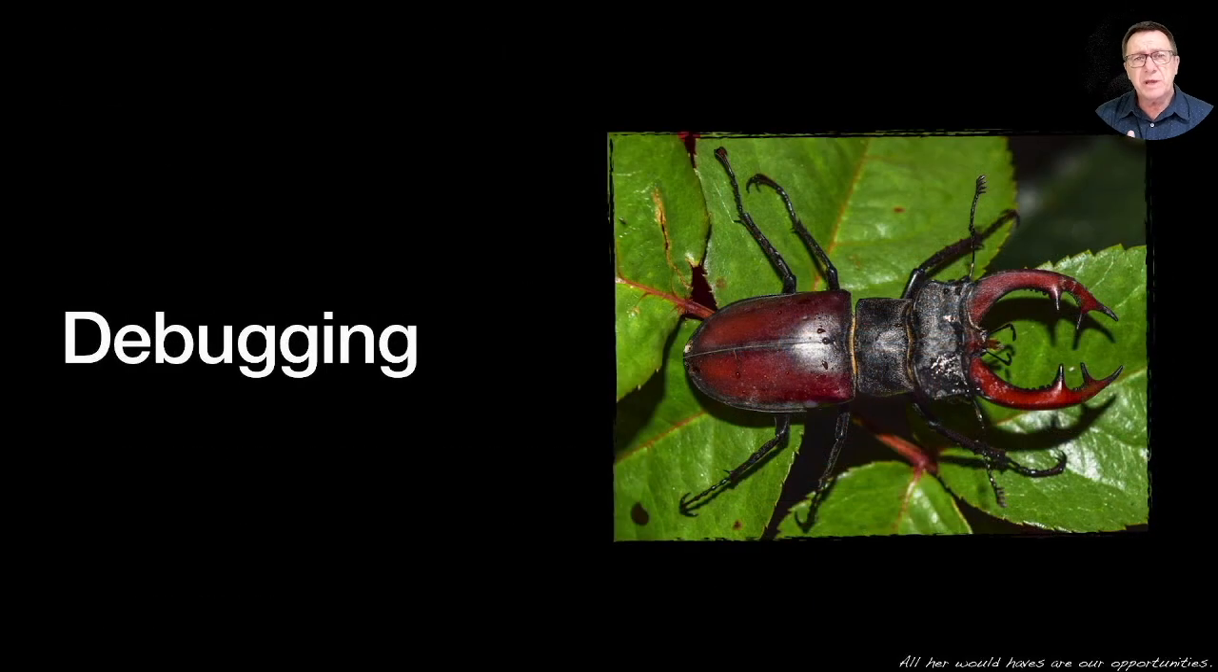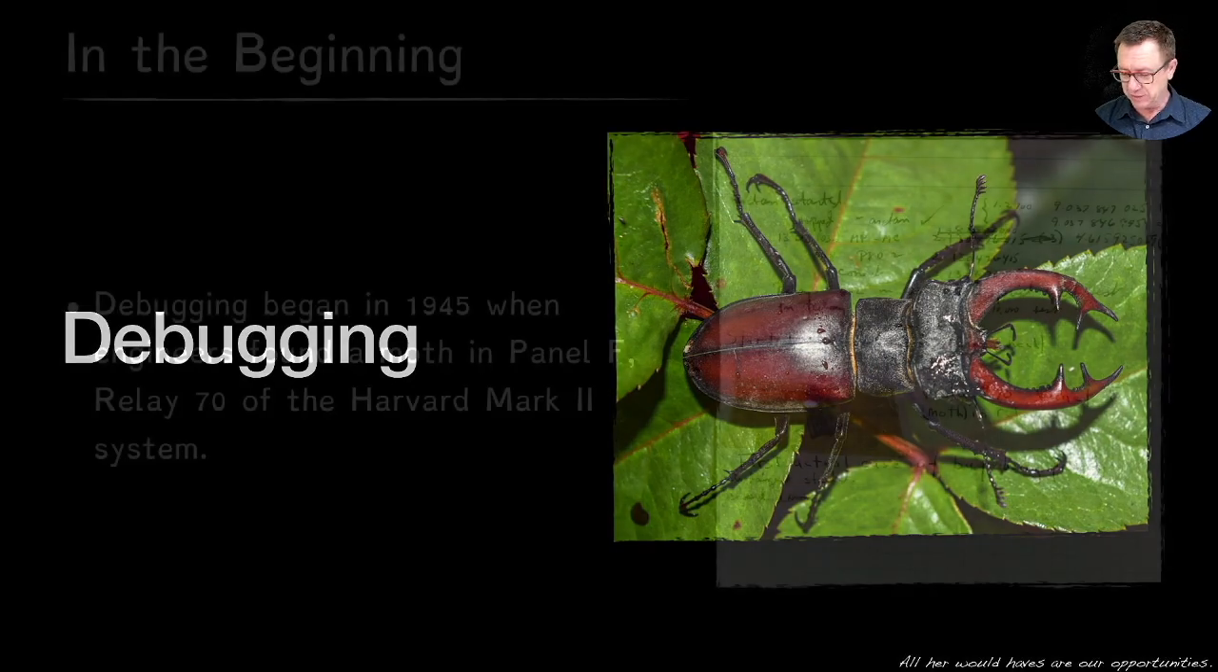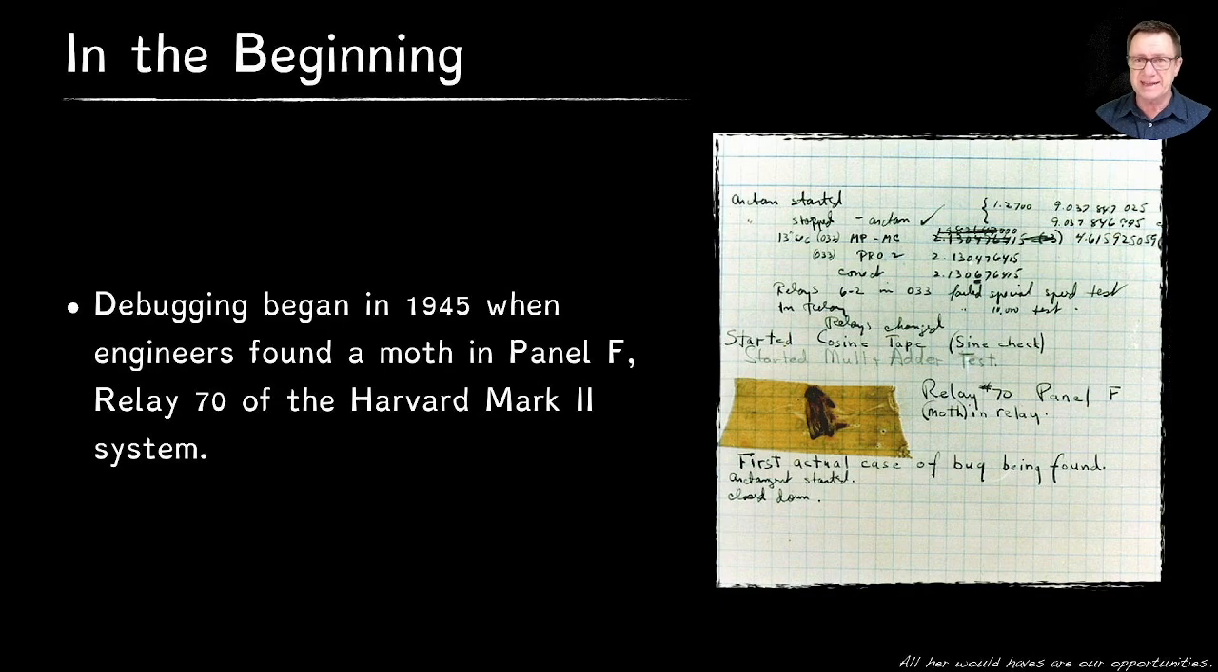And this is where debugging becomes absolutely crucial. Now, debugging is a term that started literally because of a bug, okay? So the first bug, the first problem, was actually a physical bug. And I say debugging began in 1945. There was an engineer, a female engineer, and they found a moth in panel F of the Relay 70 of the Harvard Mark II system.